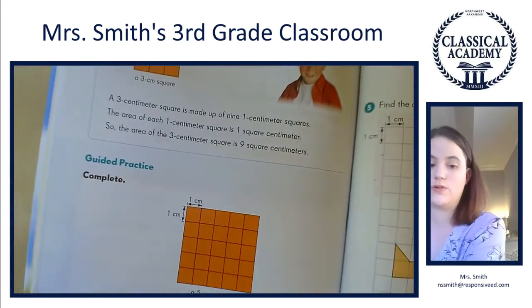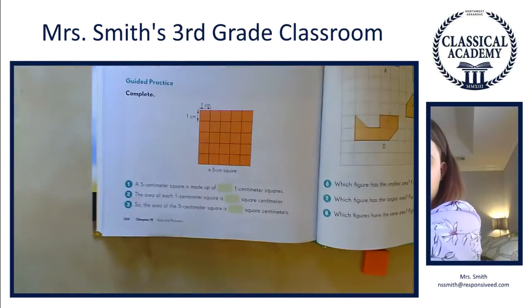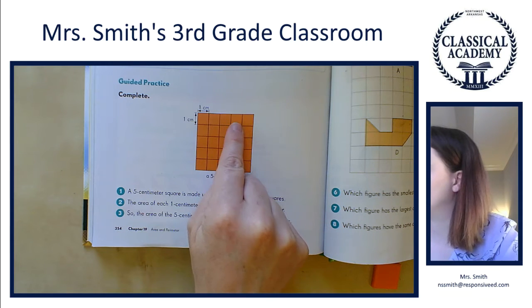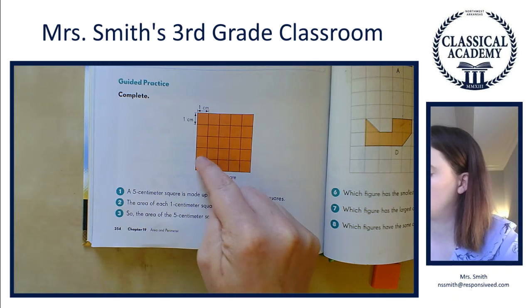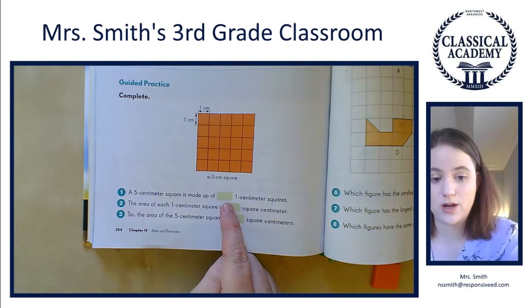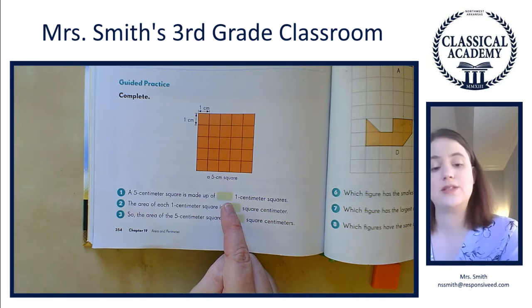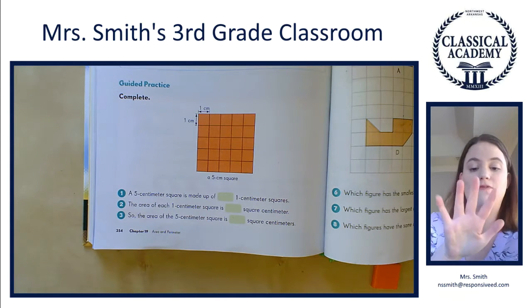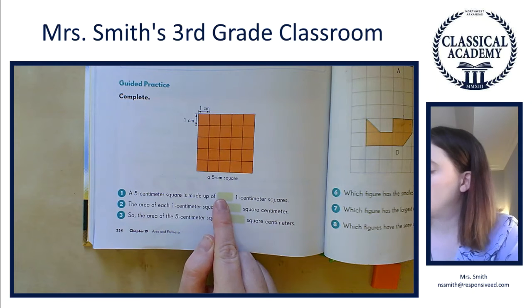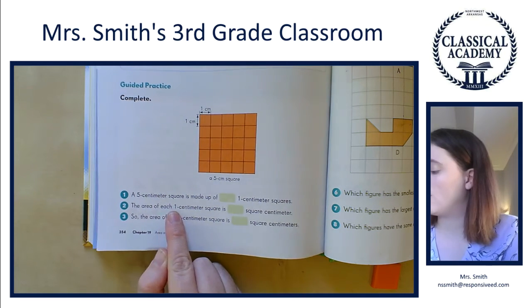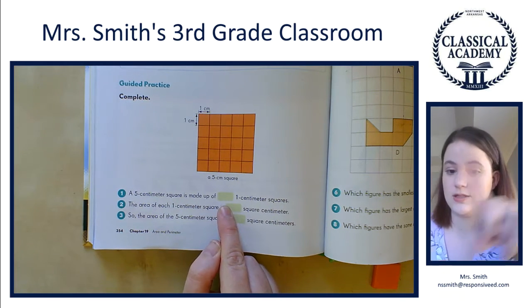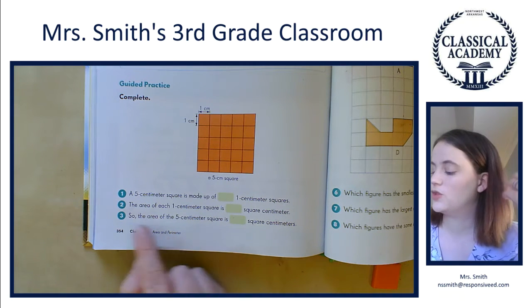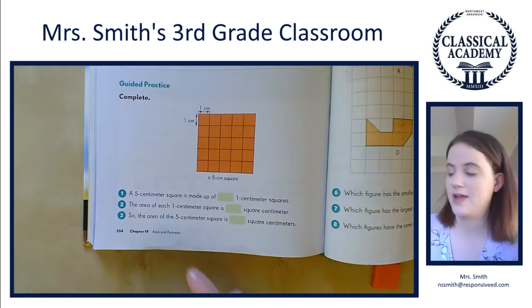Looking forward to this one right here, you'll see that we have it 5, 1, 2, 3, 4, 5 by 1, 2, 3, 4, 5. A 5 centimeter square is made up out of how many 1 centimeter squares? Well, 5 times 5 is 25. Very good. Of 25 1 centimeter squares. So the area of 1 centimeter square is still 1 square centimeter. So the 5 centimeter square is 25 square centimeters.